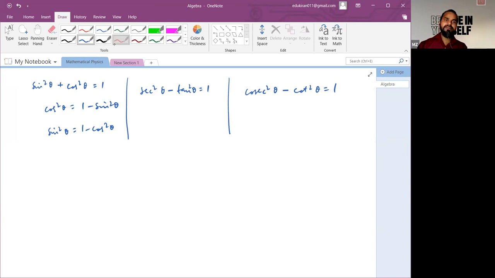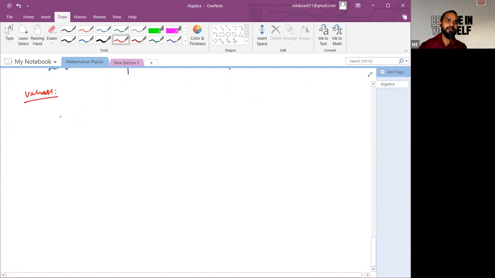Now the next part is to define values for different angles. You must have learned values from 0 degree to 90 degree only. But from this class onward, we have to define all the different angles, such as the value of sine 120 degree, sine 150 degree, and so on. So how do we calculate the values for those angles? For which you have to learn something.